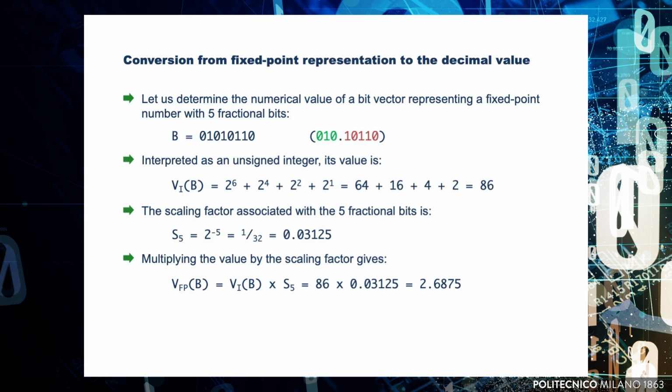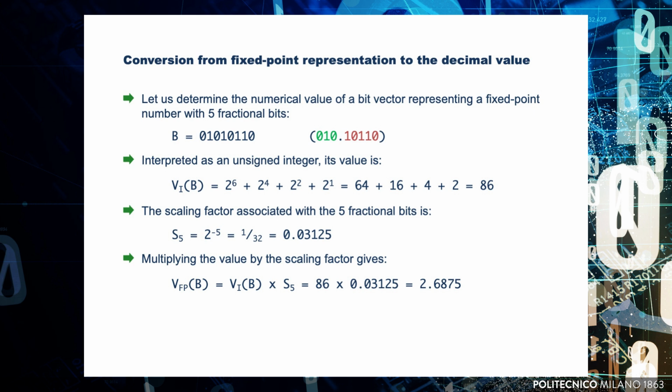Let us consider the following example, in which we want to determine the value of a string of 8 bits, encoded in fixed point notation and using 5 bits to represent the fractional part. The vector B is 0, 1, 0, 1, 0, 1, 1, 0. If we place the implicit point between the 5th and the 6th bits from the right, we interpret the bit string as 0, 1, 0, radix point, 1, 0, 1, 1, 0.